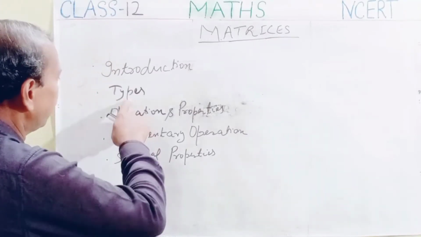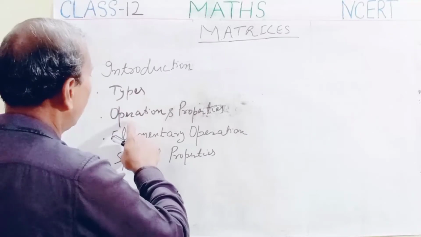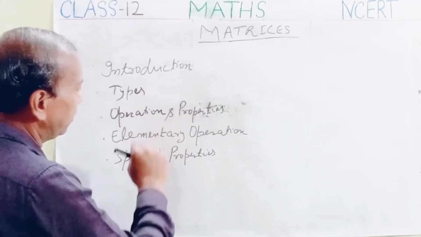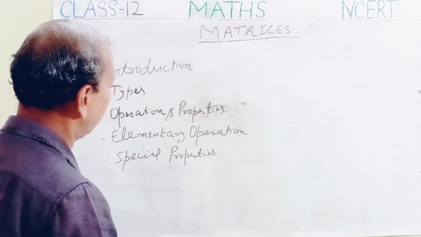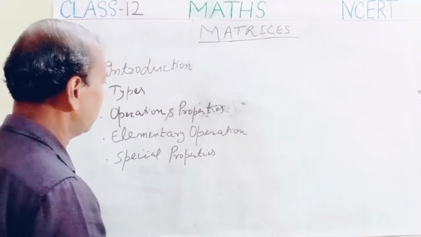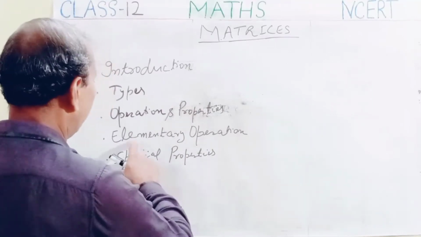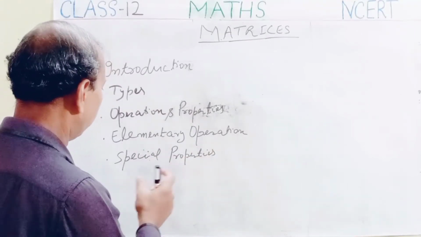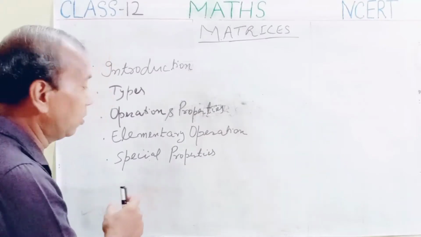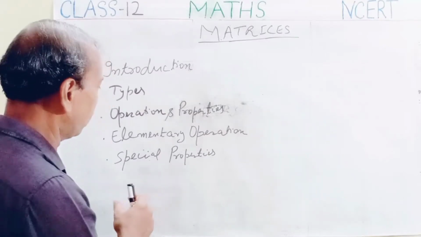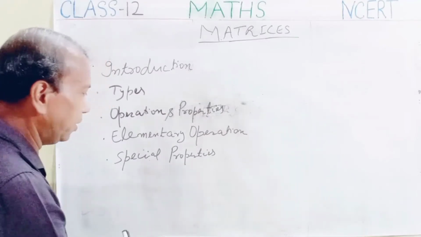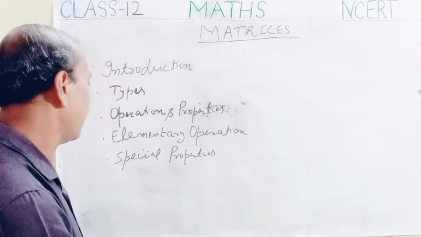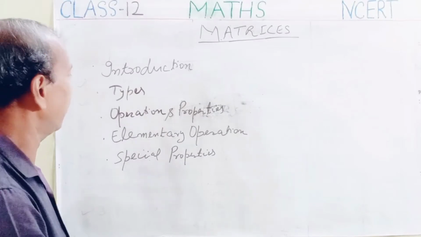In the types, you will see the different types of matrices. Operation, we will discuss addition and multiplication. Properties to discuss, that is properties like commutative, associative, and other properties. Elementary operation in a matrix, how can you change the values of row and column. A special property, there are special properties also, like transpose is there, then adjoint is there, inverse is there.